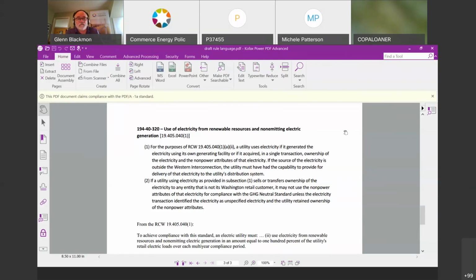And so what we've come up with here, based on the comments, is a provision that generally allows a utility to meet this requirement by either generating the electricity itself, or to acquire that electricity, purchase it, for instance, in a transaction where both the electricity and the non-power attributes of the electricity are purchased together. So it's purchasing a bundled product. It's not purchasing, say, unspecified power and then in a separate transaction, renewable energy credits.